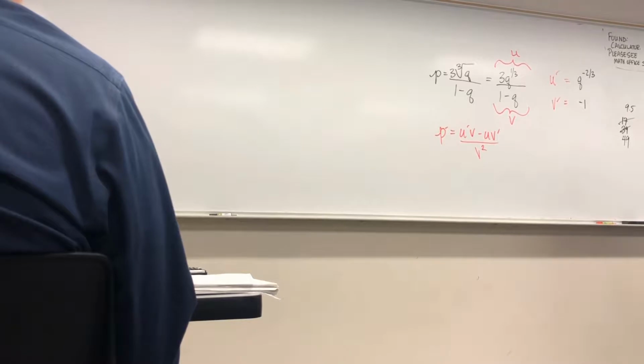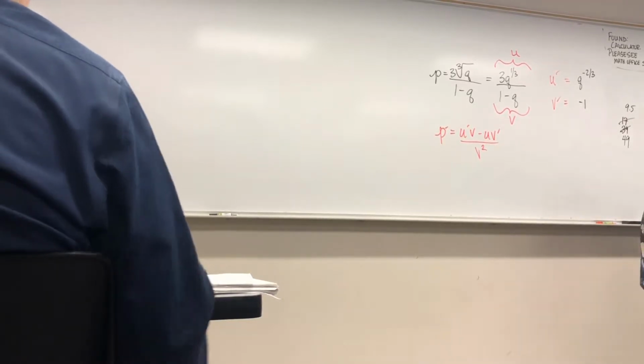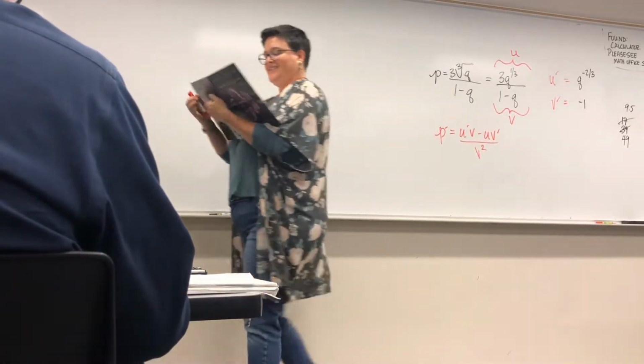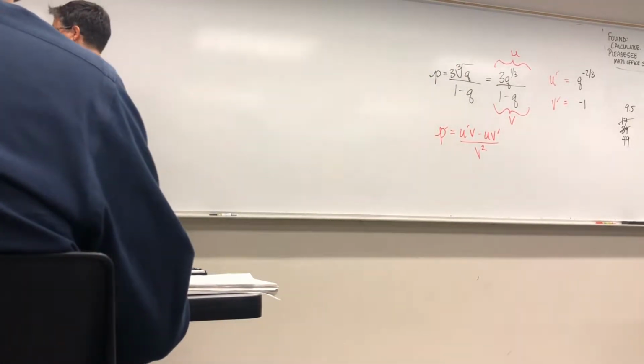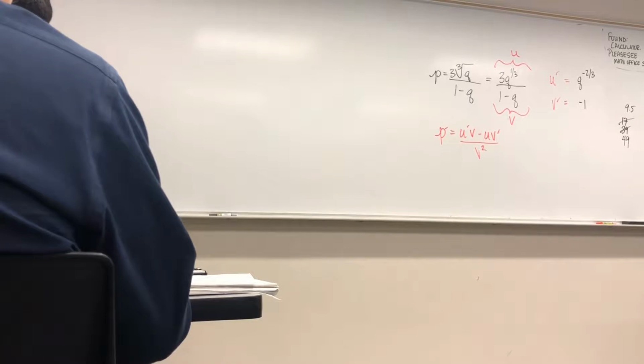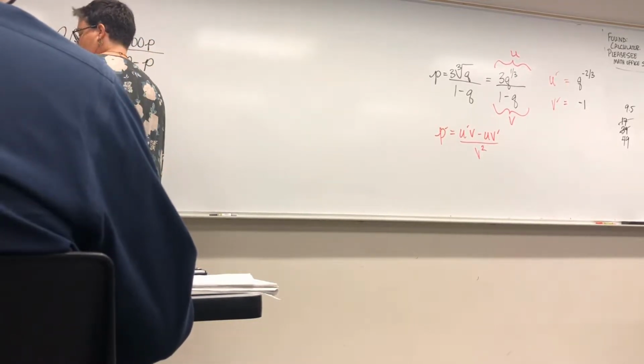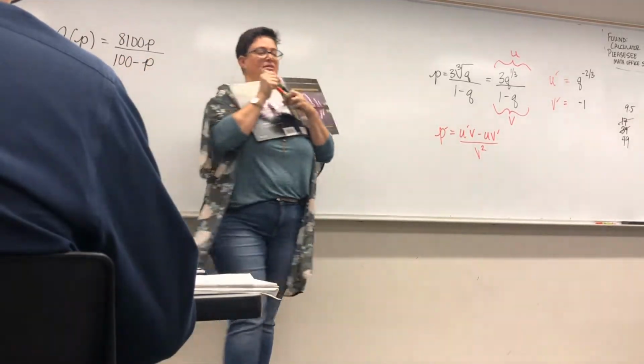Was this the cost benefit? All right, the cost C in dollars of removing P% of the particulate pollution from the exhaust gases at an industrial site is given by, cost is a function of percent removed, 8,100 P divided by 100 minus P. Find the rate of change of C with respect to P.